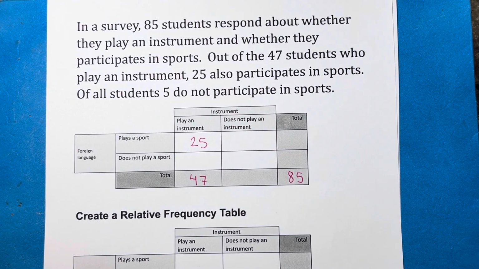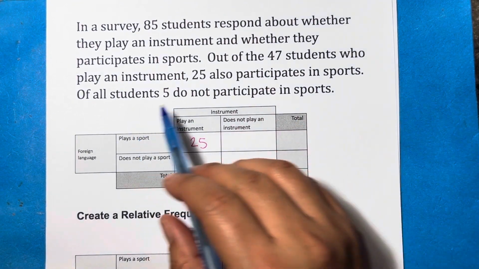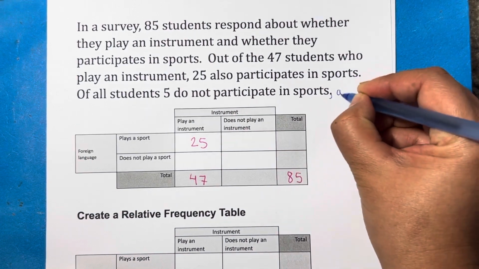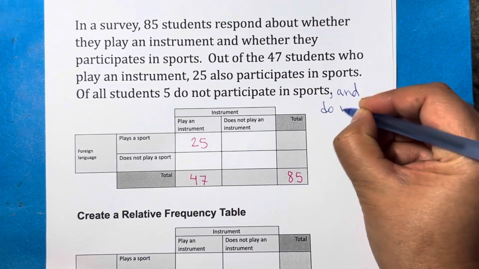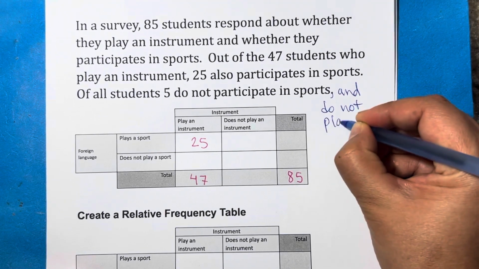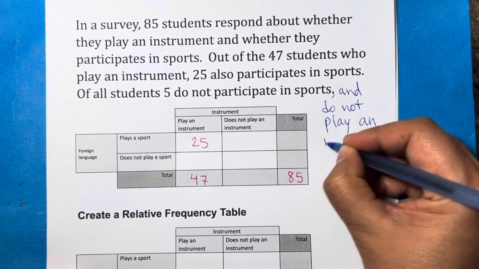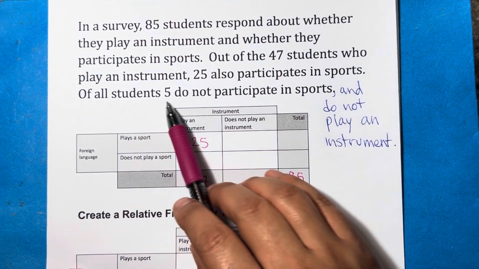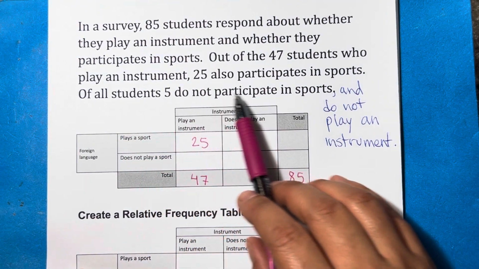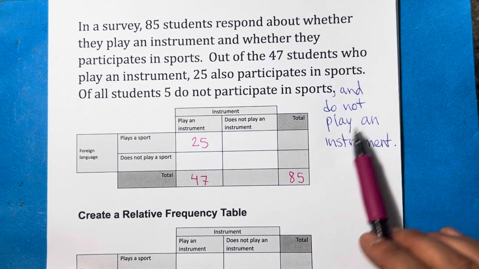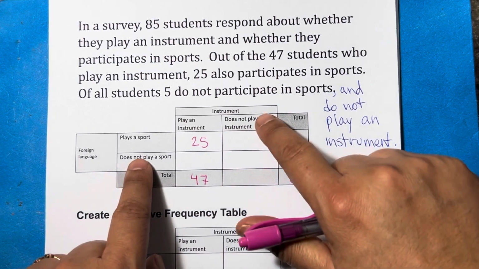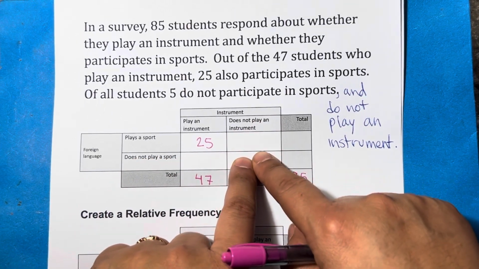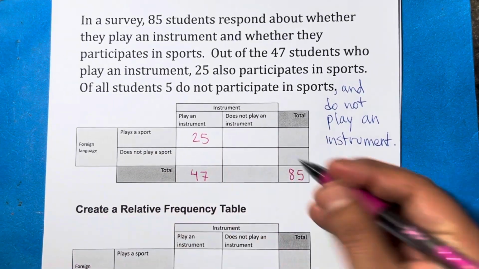And you know what? I'm missing something in here. Of all students, 5 do not participate in sports and do not play an instrument. Sorry about that. So of all students, 5 do not participate in sports and do not play an instrument. So that will be this value right here. They do not play a sport and they do not play an instrument. That's 5.